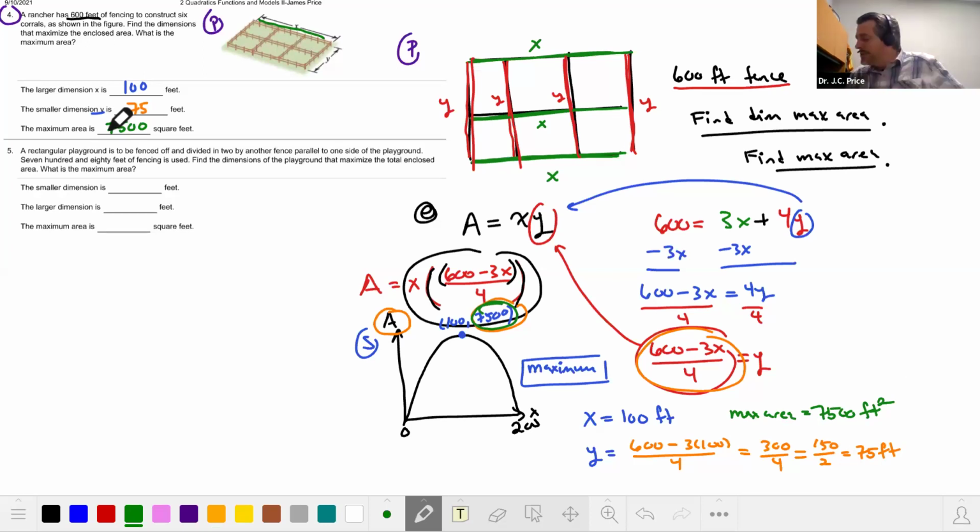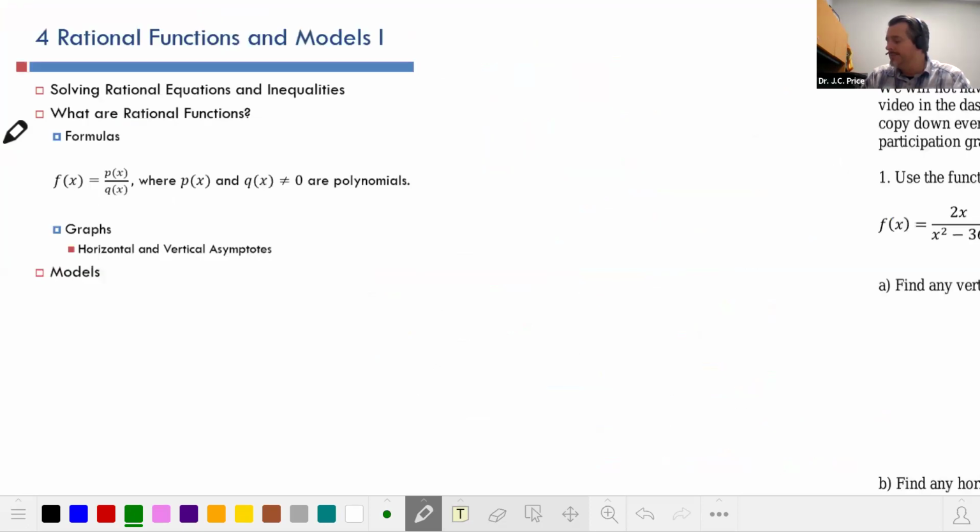And hopefully you can see how these problems are similar to the ones we did in class, because basically 5's almost exactly the same. All right, so let's move on to what we're going to do today in this lecture activity. So we're moving on to rational functions and models. We talked about rational equations and inequalities in class, and today we want to talk about basically finding asymptotes and graphing what are called rational functions.